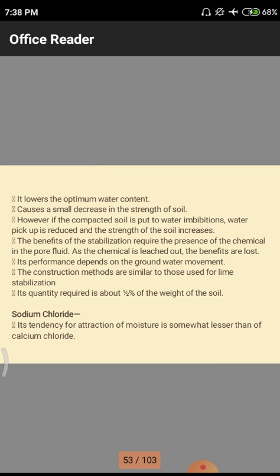In this section we are discussing sodium chloride. What is the property of sodium chloride in the formation of this strength? First of all, its tendency for attraction of moisture is somewhat lesser than calcium chloride. That means simply they are comparing the two salts. The first one is calcium chloride and the second one is sodium chloride, so that there will be a difference between those two. Sodium chloride has less water absorption compared to calcium chloride.